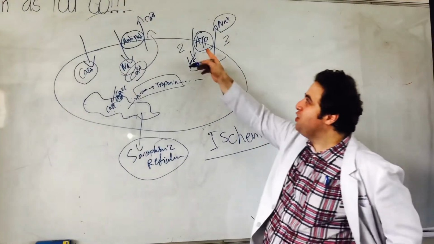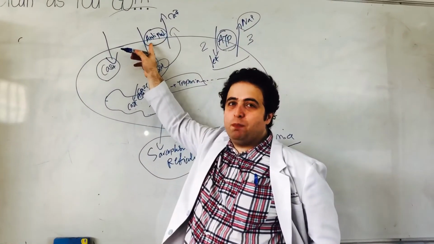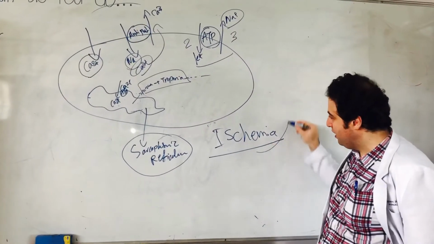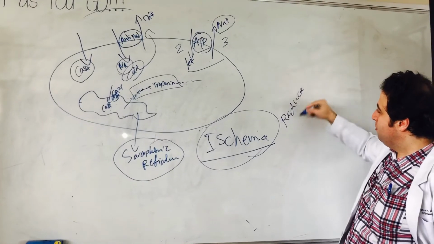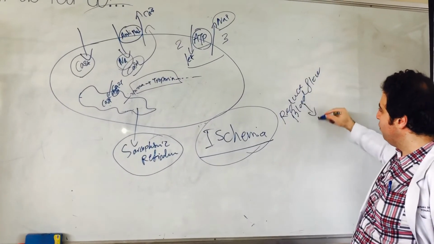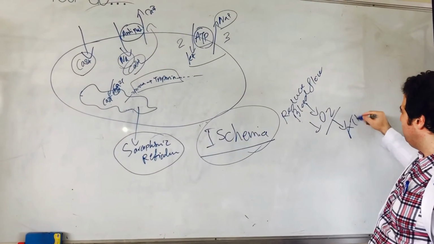If I cannot generate ATP, I also cannot make antibody. Why? Let's see. Let's say this patient has ischemia. Ischemia is reduced blood flow. When I am reducing blood flow, I am decreasing oxygen. When I am decreasing oxygen, ATP will be decreased.